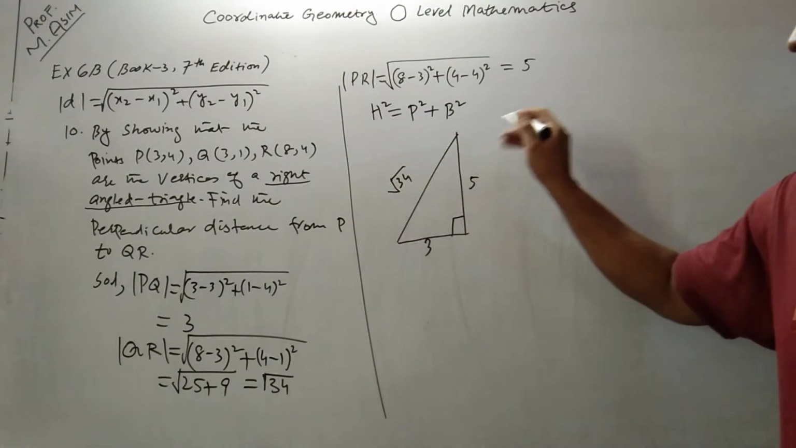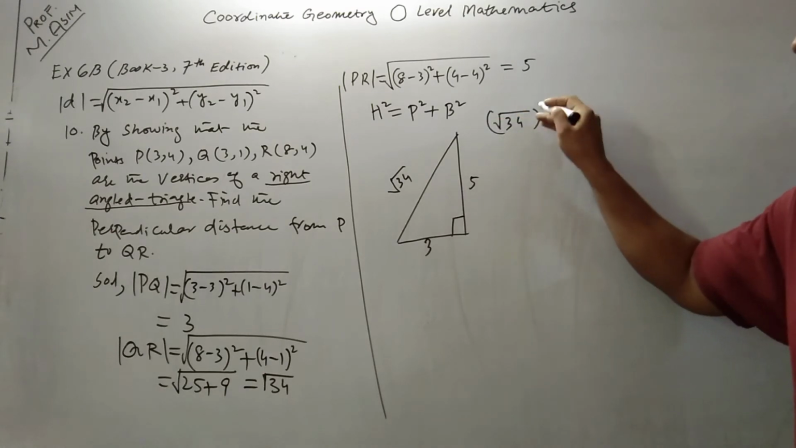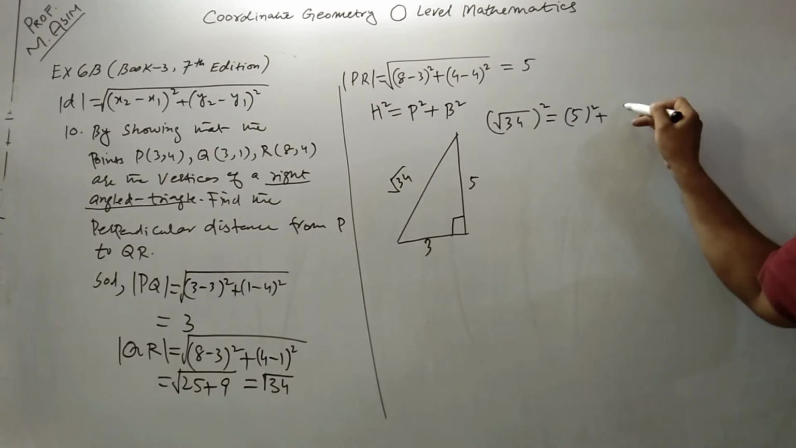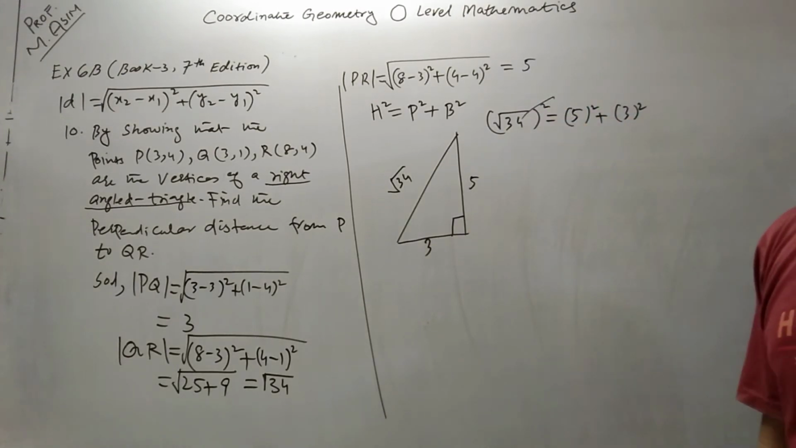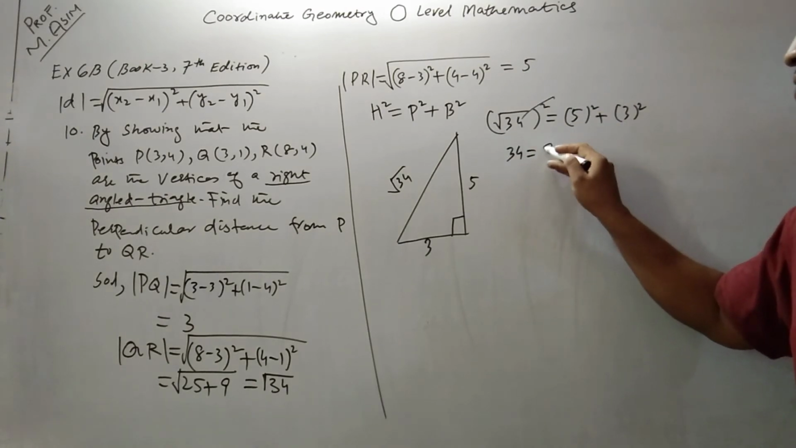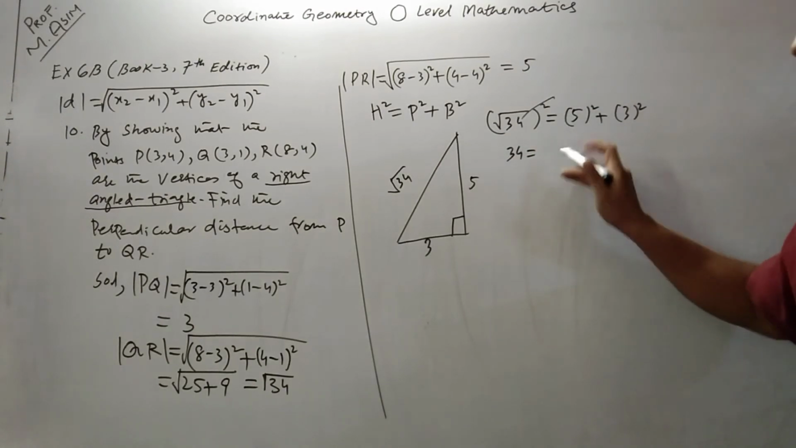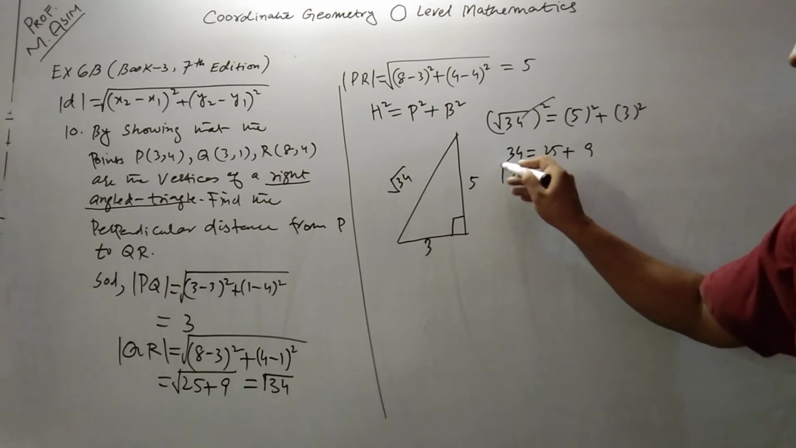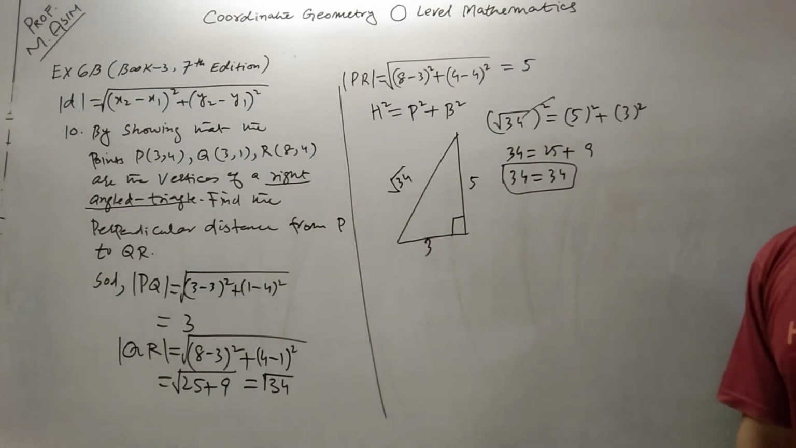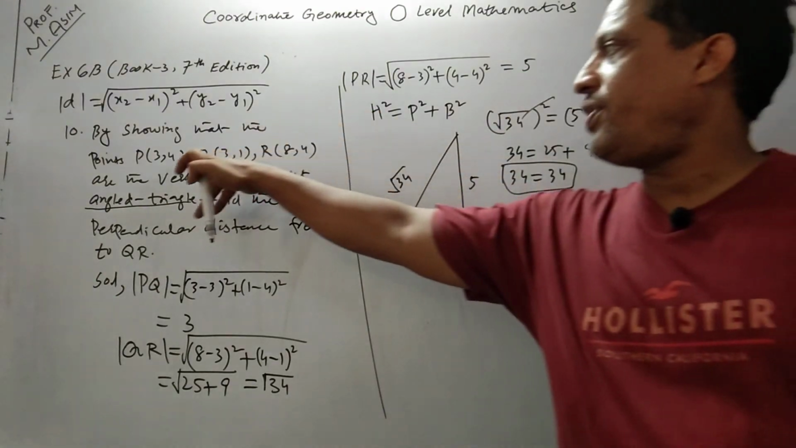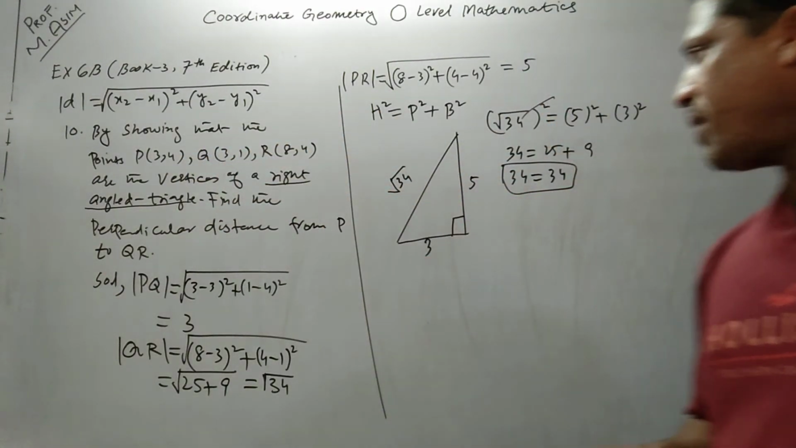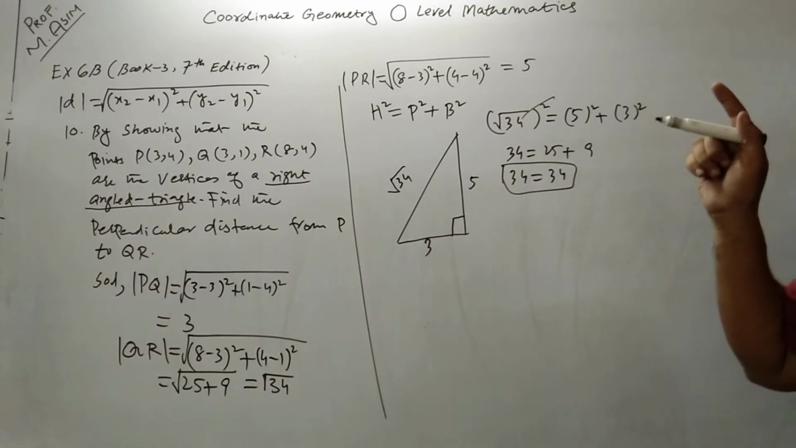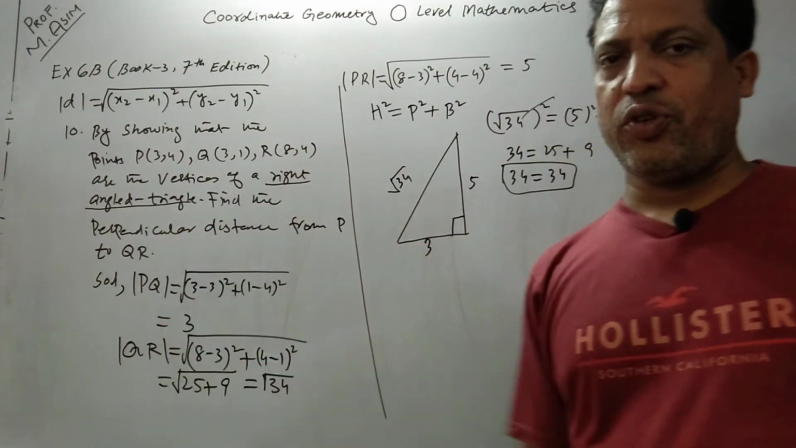So if the hypotenuse is root 34, then its square is equal to 5 square plus 3 square. Square cancels by root, so 34. 5 square is 25, 3 square is 9, 34 is equal to 34. Hence proved that these are the vertices of a right angle triangle. Why? Because Pythagoras theorem holds. I hope you understand. Now, next, find the perpendicular distance from P to QR.